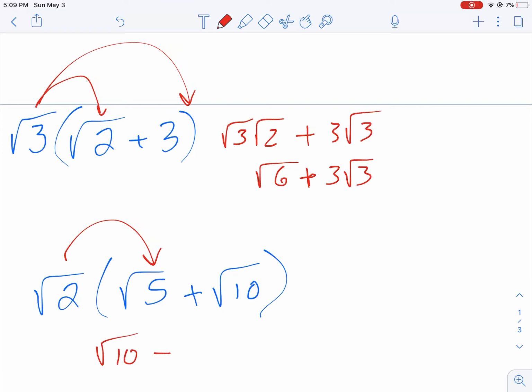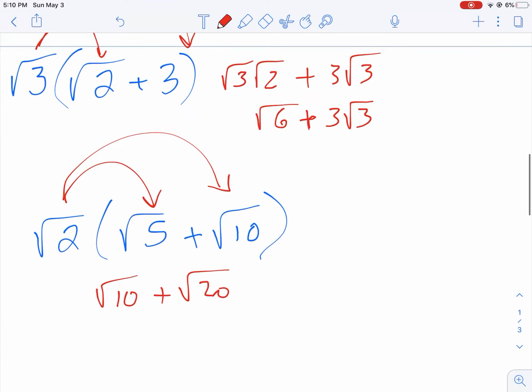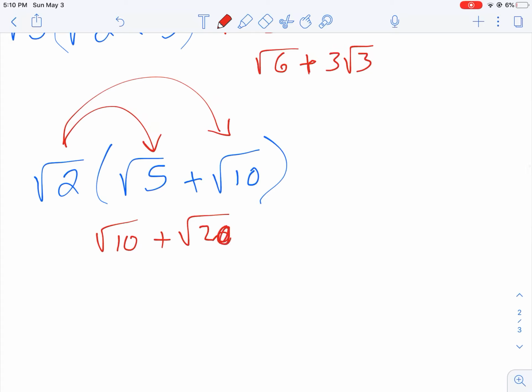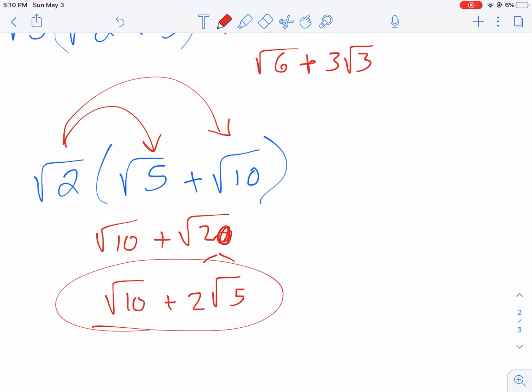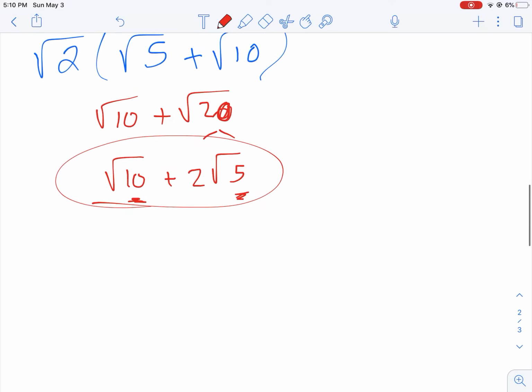All right, let's distribute this root 2 to the root 5. I'll get root 10. And then this root 2 to the root 10, and I'll get root 20. I'm not done. I cannot add those. I know you're excited about maybe some root 10s hiding in there. Nope, it's not working. But what I can do is further simplify my root 20. That turns into a 4 times a 5, so it's root 10 plus a 2 root 5. That is now simplified because I look at my radicands and I cannot take any perfect squares from those.